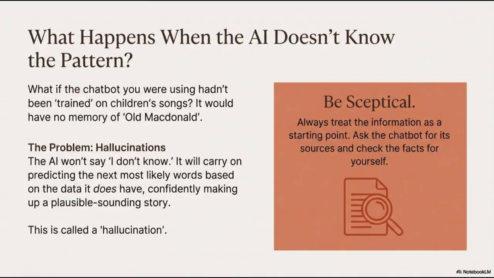What if the chatbot you're using hasn't been trained on children's songs, and it doesn't have knowledge of Old MacDonald? Your chatbot won't say, I don't know. It might say the answer is Old Man River, or one of many other possibilities. So be aware that generative AI can be wrong. If the chatbot you are talking with has gaps in its data, it will carry on predicting the next most likely word, which can result in a very plausible but inaccurate output. When this happens, AI is said to be hallucinating. The risk of hallucinations means it's important that you ask your chatbot for sources, and check those sources, and it's important that you cross-check important facts with other sources.